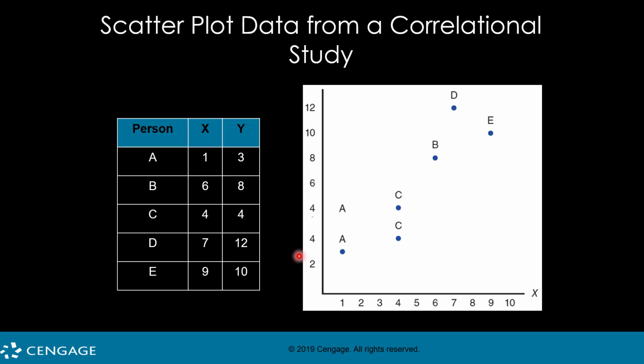Here's just another set of data looking at another graph. Again, here's the scatter plot and here's the data. So person A has a score of X equals 1 and Y equals 3. That would be right here. Person D has a score of X equals 7 and Y equals 12. And that is up here. See, X is 7, Y is 12.